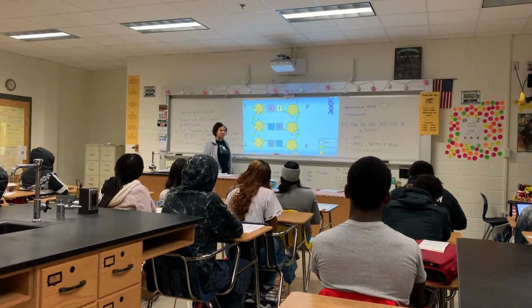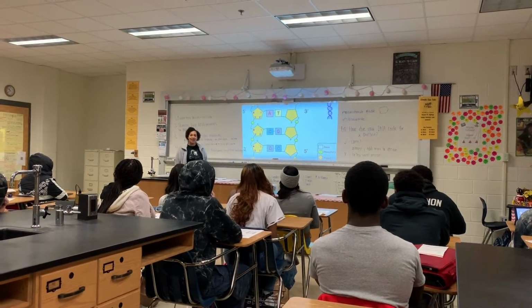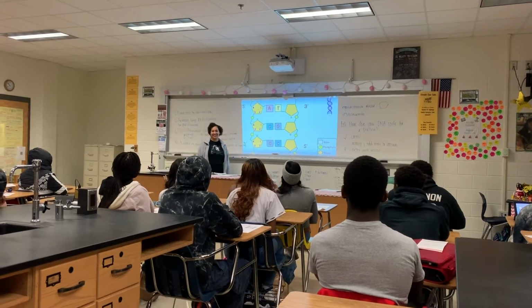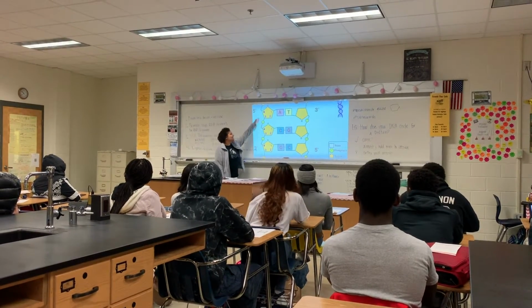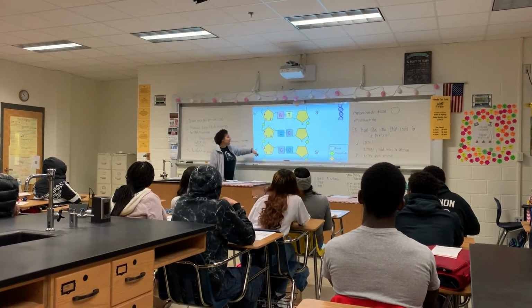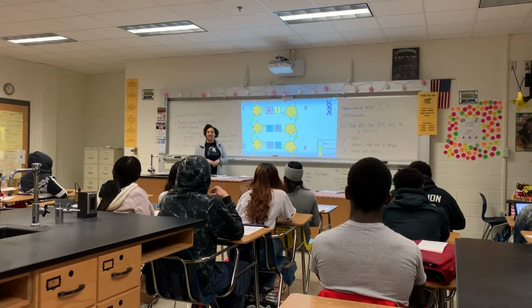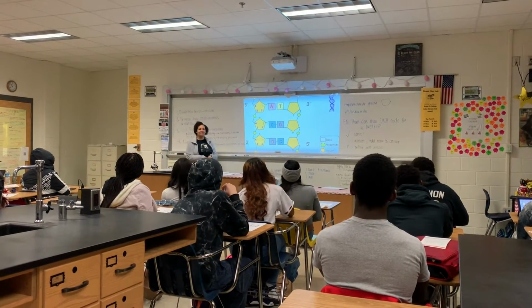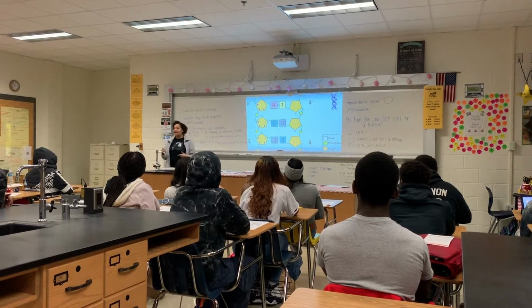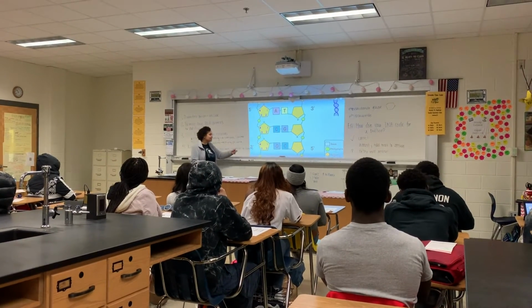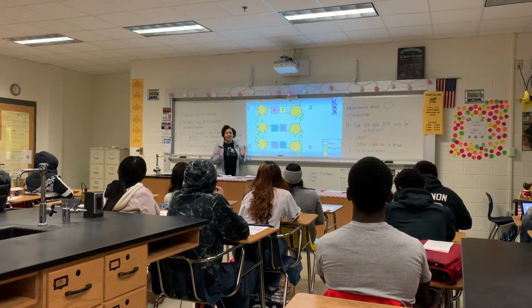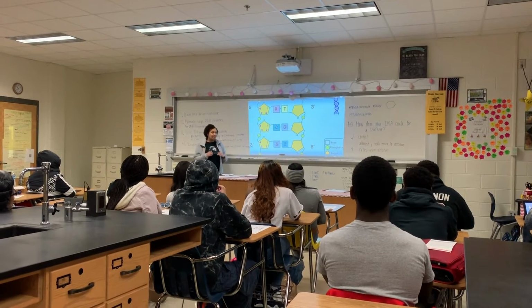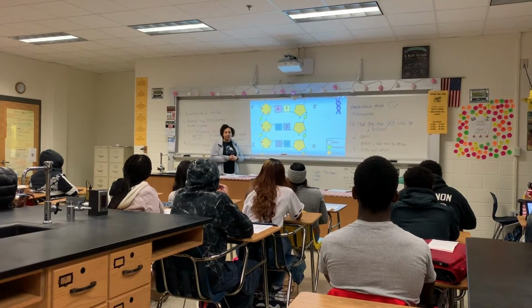So can someone tell me where the sugar is found on this DNA molecule? The orange hexagons, yes, the orange hexagons form a chain, a sugar chain. What is that sugar chain called? Polysaccharides, yes. These are chains of carbons that form the outer backbones of our DNA molecule.